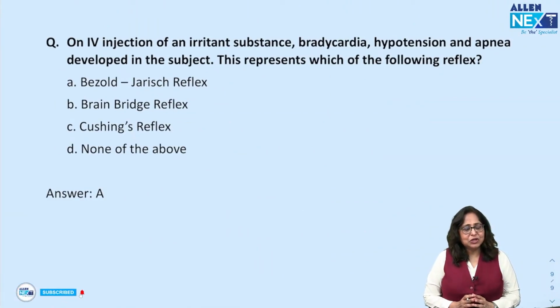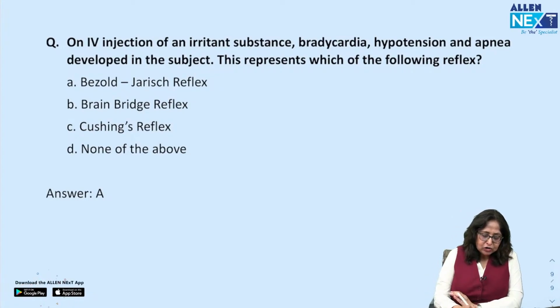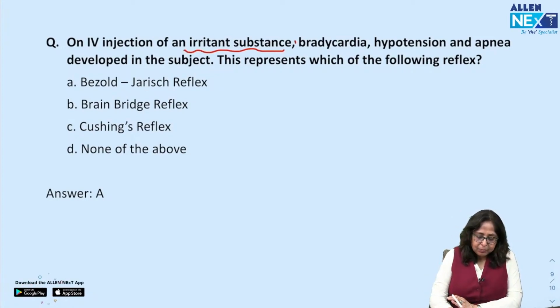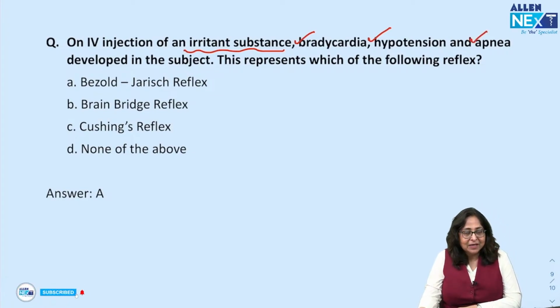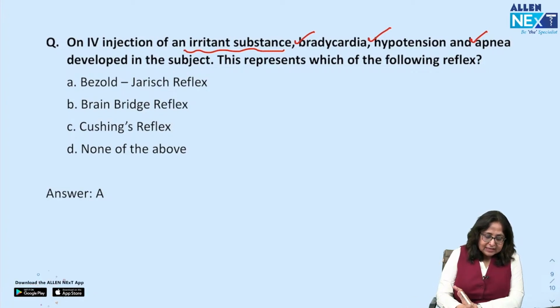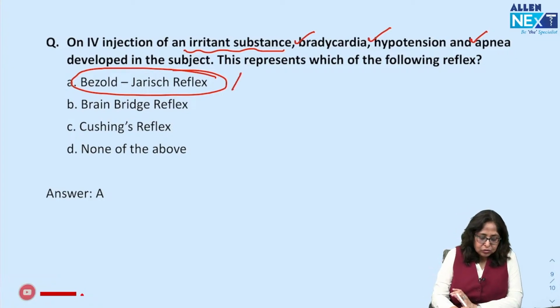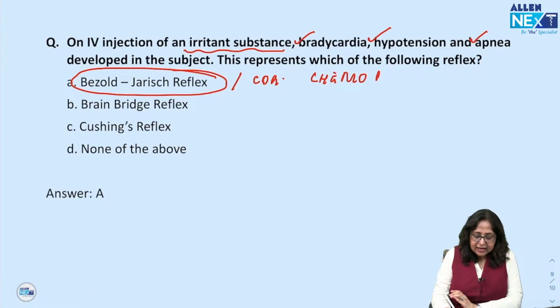Again, something which has been covered in all the lectures: on IV injection of an irritant substance, there is bradycardia, there is hypotension and apnea. This represents which of the following reflexes? Now, this is the Bezold-Jarisch reflex, also known as the coronary chemo reflex. And what is this reflex?